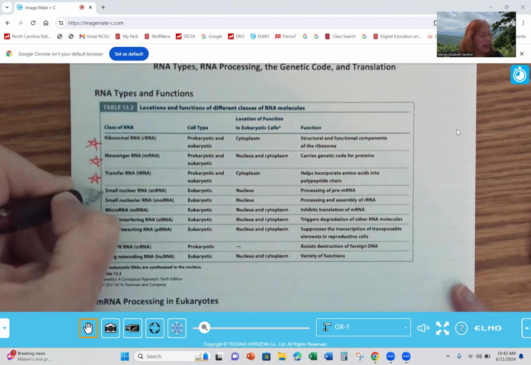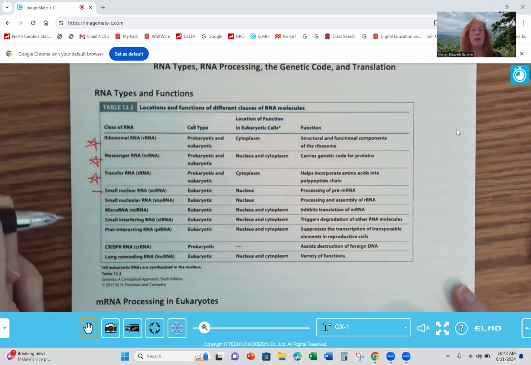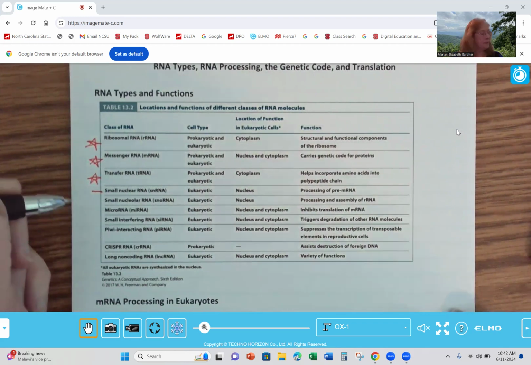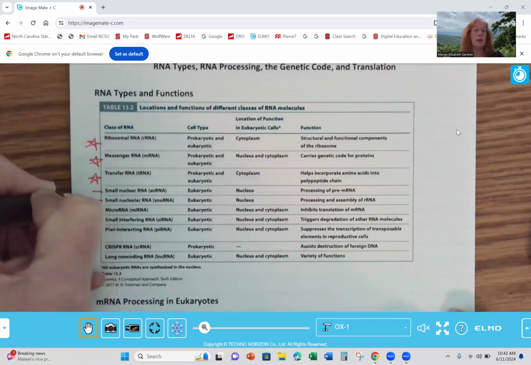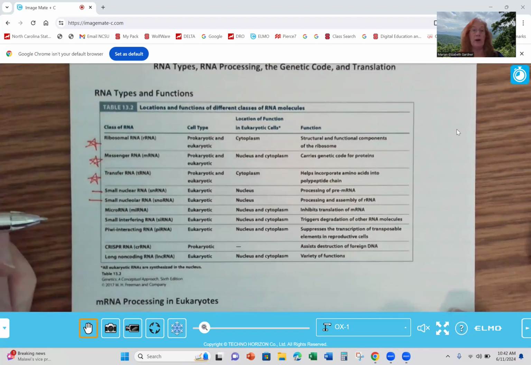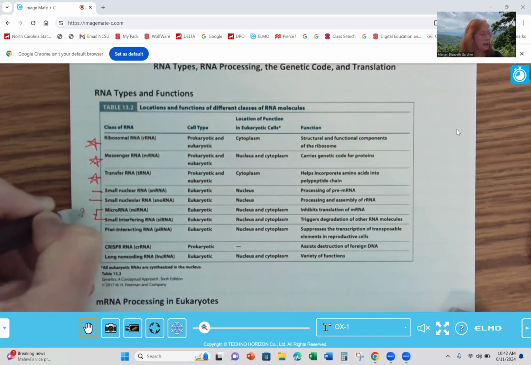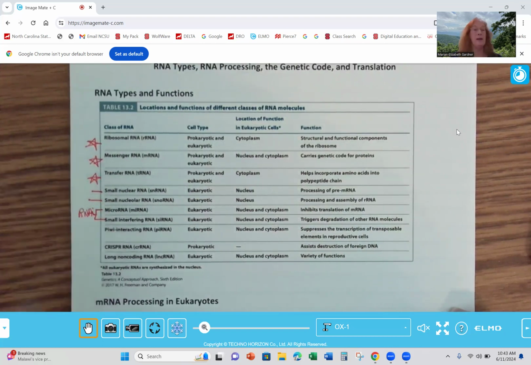We will today talk quite a bit about small nuclear RNA because it's important in processing the primary transcript of messenger RNA to make it into the functional form. The lectures talk a bit about small nucleolar RNA, which is important in processing ribosomal RNAs. MicroRNA and small interfering RNA are both important in RNAi, which is RNA interference.